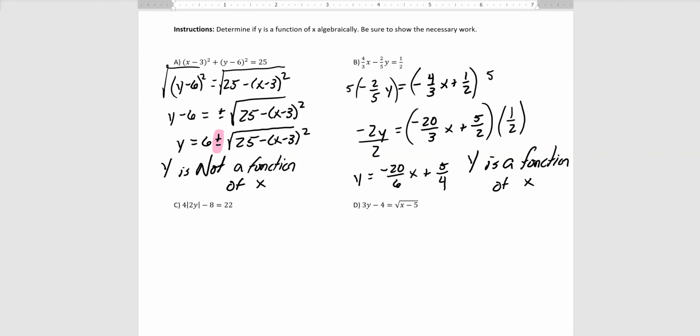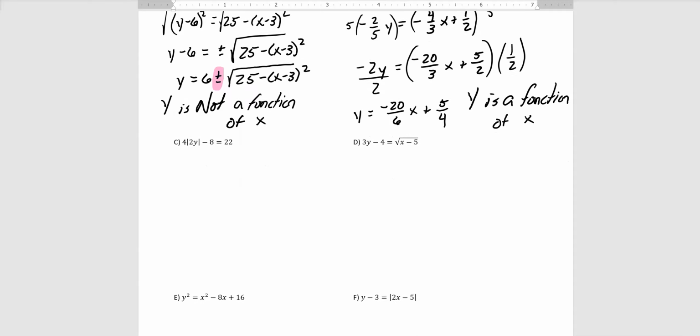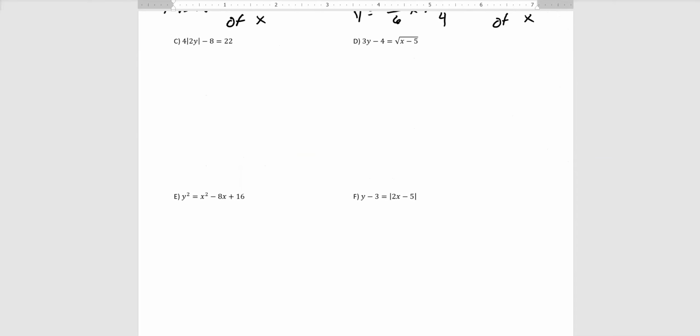Very cool. All right, let's look at letter C, some absolute values. Sweet. So, to get y all by itself, I'll add 8 to start. So 4 times the absolute value of 2y will equal 30, and then divide by 4. So the absolute value of 2y will equal 30 over 4.